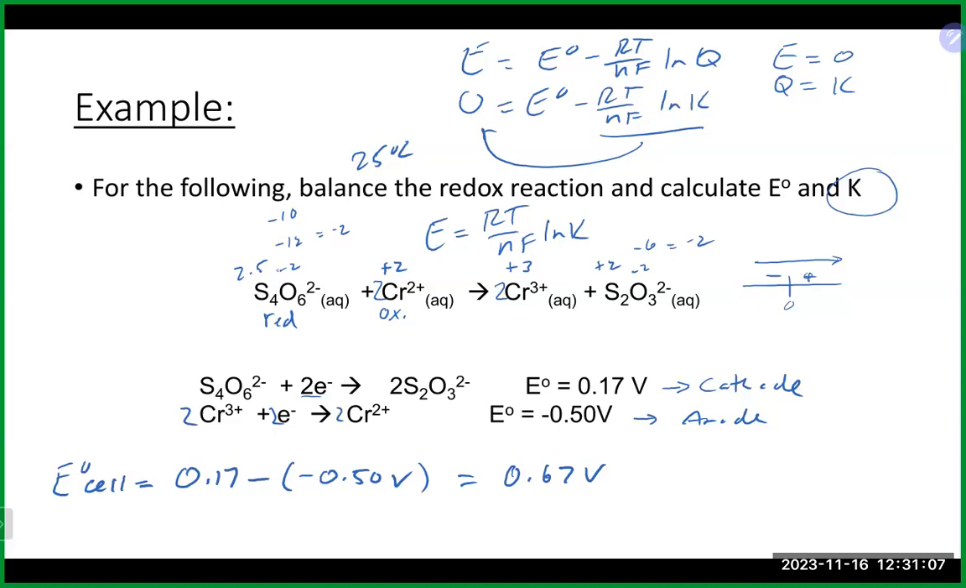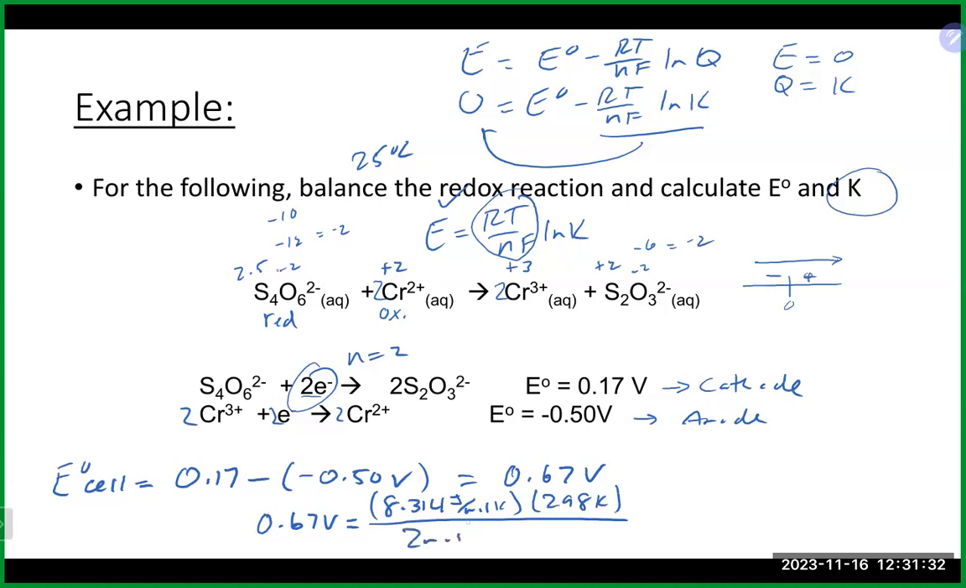All right, so we got our E. We have all of our guys here. Now that I did give you the temperature, we also can see again that our n is equal to 2 from our half reactions. So put in our numbers there. 0.67 volts is equal to 8.314, our 298, and our 2 moles, and our 96,500 joules per volt per mole, and natural log of K in this case.